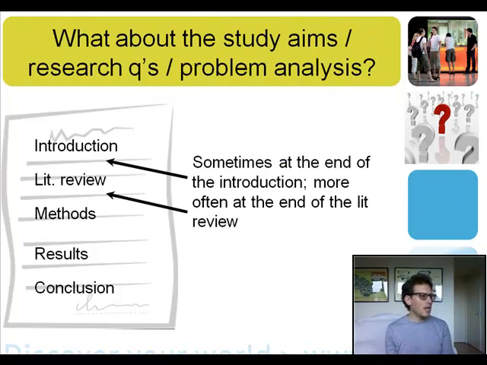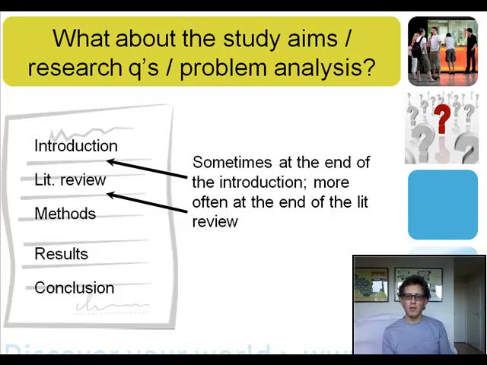Now at this point, if you've written something like a thesis before, you probably remember you spent a lot of time refining your research questions or a problem statement. You probably had a lot of frustration with that because it's difficult to do the first time. And you're wondering, in this 5-step structure, I've never mentioned the research questions or a problem analysis or the study aims. Where does this stuff go?